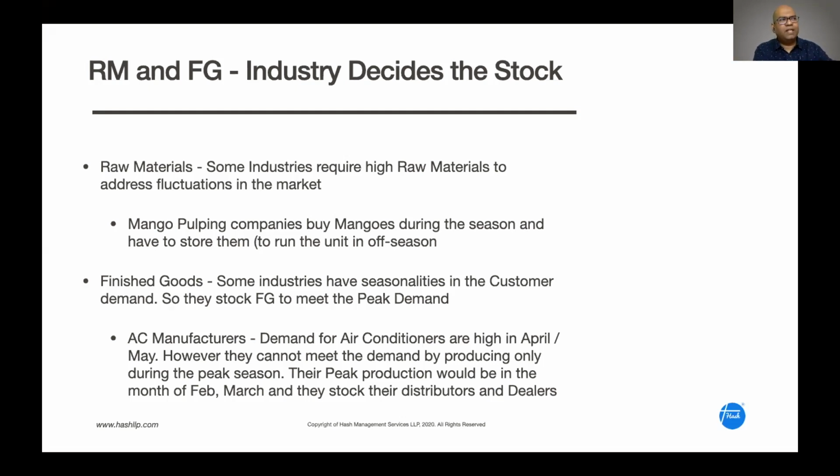For example, take raw material stock. I have worked with mango pulping companies, companies which crush the mangoes, take the pulp and sell it to Coca-Cola or Pepsi. The mangoes are available only for a few months in a year, only in April, May, June, let us say. So these companies don't have a choice but to buy the mangoes in bulk and store them in their warehouse. They run the plant during the 3 month season, and for another 1 or 2 months they can run because they have some stock in the warehouses. So they have to buy a lot of mangoes and store them.